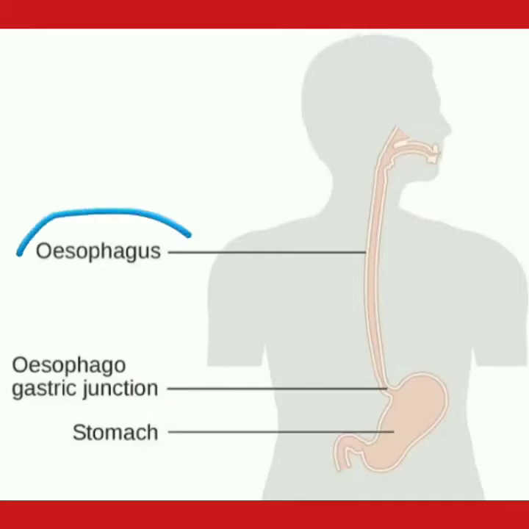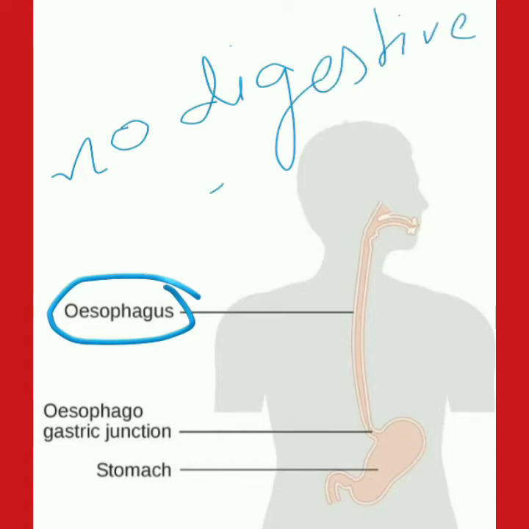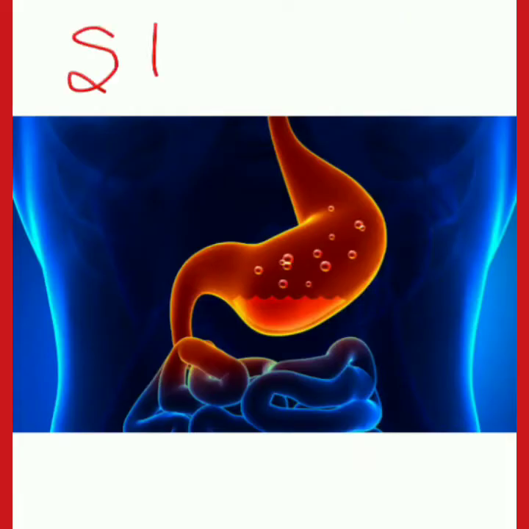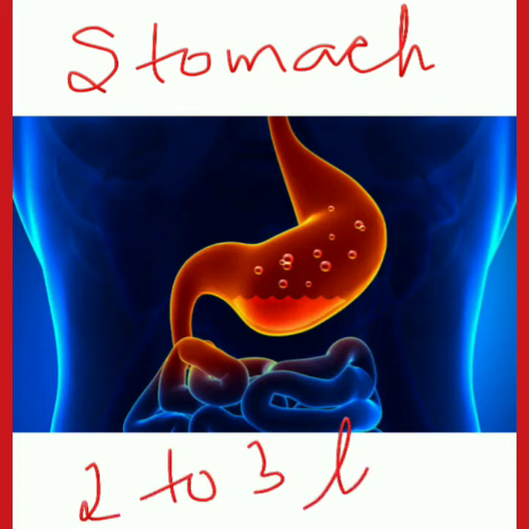Next is esophagus. So esophagus is a tube which simply conducts the food from the throat to the stomach. Esophagus does not produce any digestive enzymes. Next is stomach. So stomach is an elastic bag located below the diaphragm. In an average adult, it can hold 2 to 3 liters of food.